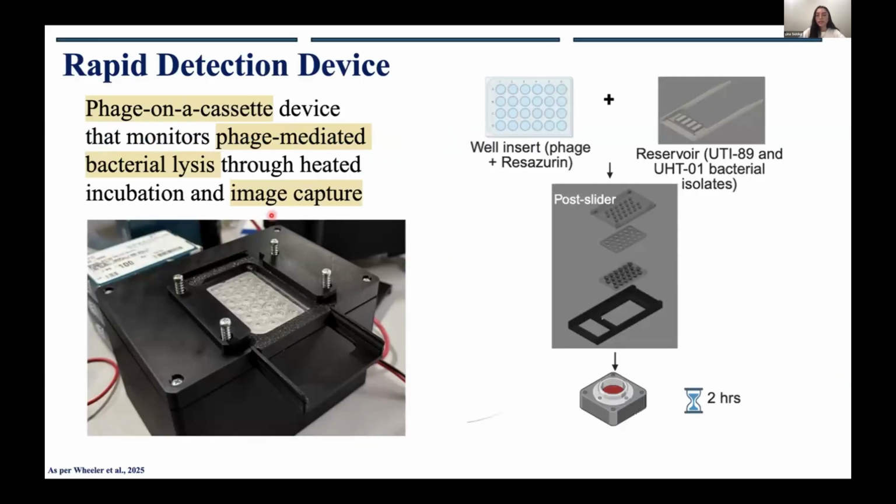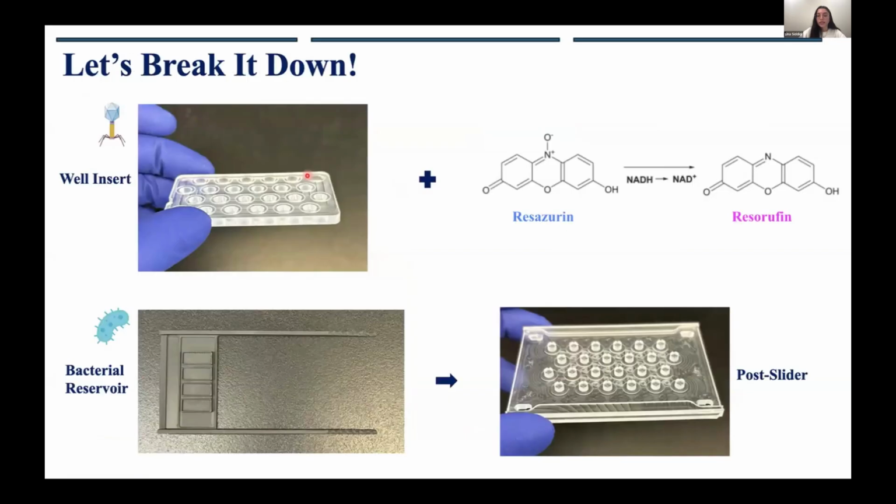It includes a camera-based imaging system, a built-in heater to support bacterial growth, and a reusable cassette where the bacteria and the phage can actually interact with each other. The system monitors growth through image capture, so we don't have to rely on manual interpretation. So let's break it down. The workflow is fairly simple.